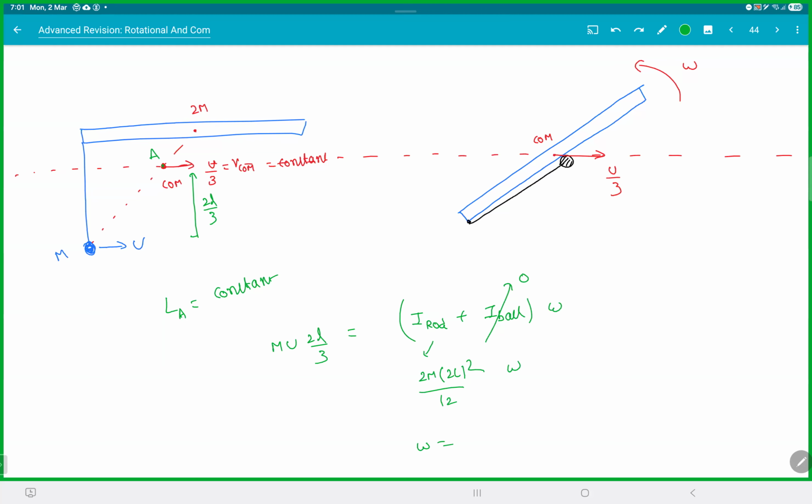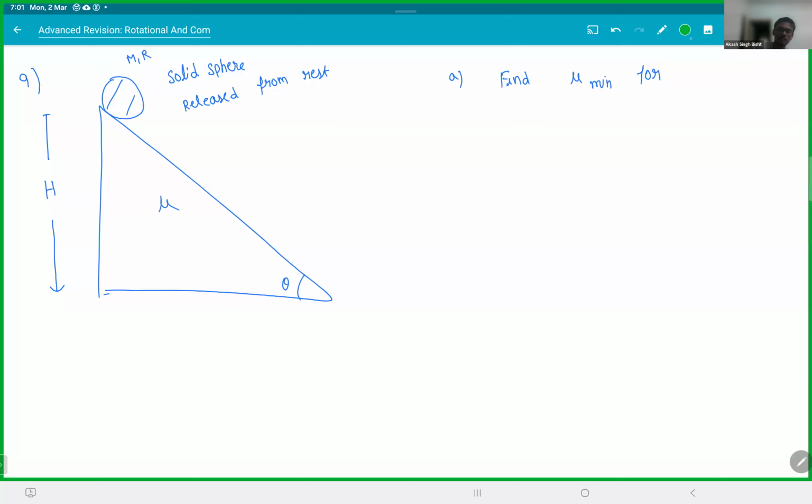Clear, Akash? Yes, sir. Let's get this thing. Find mu minimum for no slipping. We keep hearing the ball is not slipping. Great, but how much friction do you need for no slipping? Second thing, if mu is half of mu minimum, then the ball will slip.